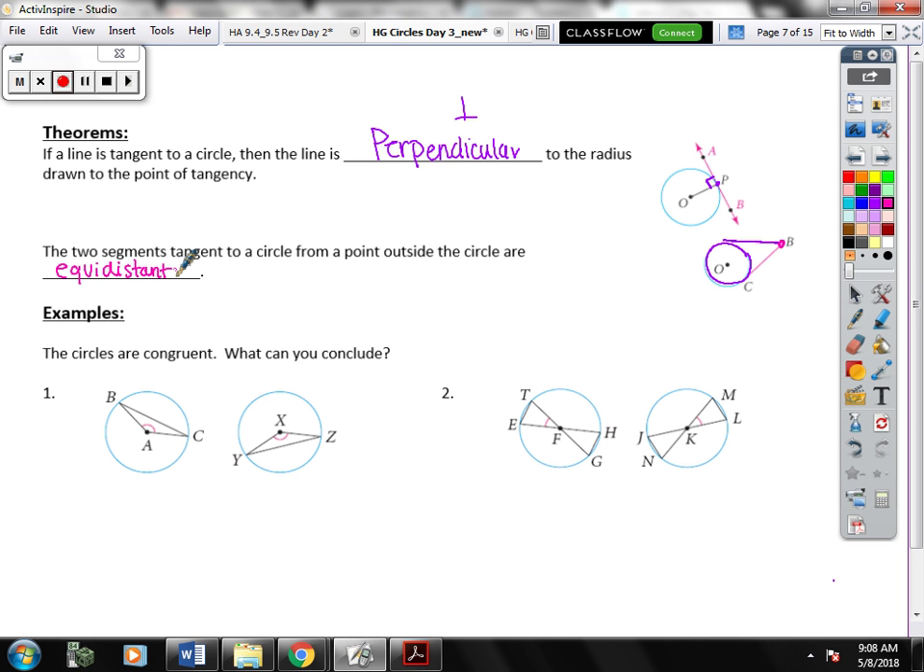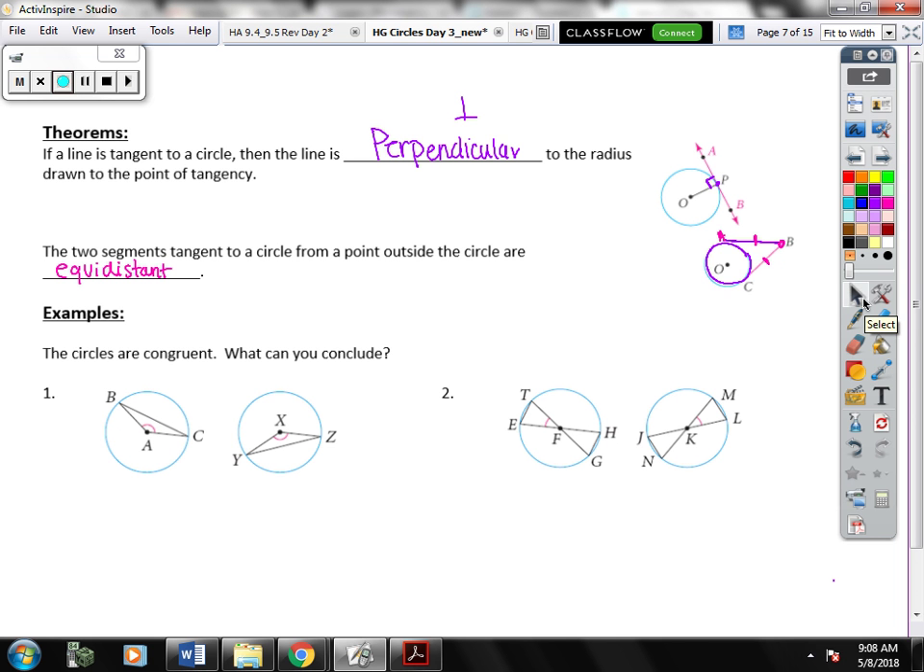From the point of tangency, you could also think of them as being congruent. So I think this is supposed to have an A next to it. We would say that AB is congruent to BC. So when you have two tangents intersecting outside, the tangents will be equidistant from the points of tangency.